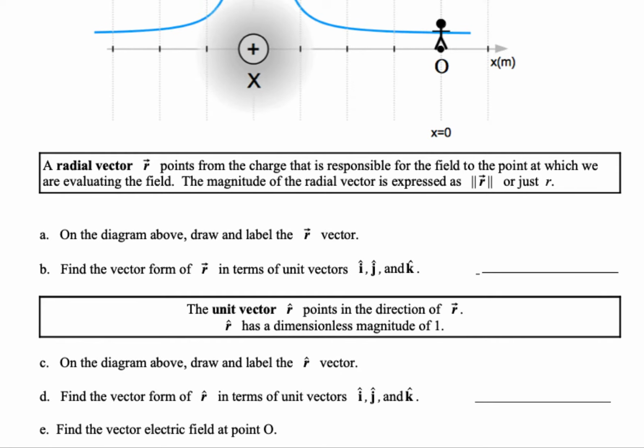Now, a radial vector is r with a vector over its head. It's going to point from the charge that's responsible for the field to the point at which we're evaluating the field. Let's go ahead and draw the radial vector now. It'll go from the charge to the location where we're evaluating the field, and we can label it as r with a vector over its head.